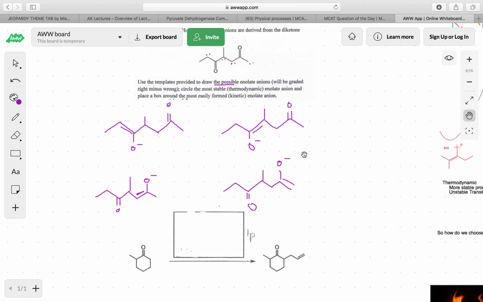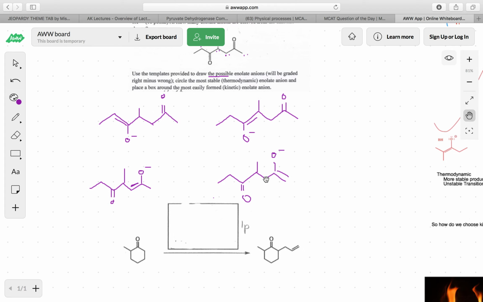So if we look at substitution, we know here it's substituted to 2 alkyl groups. Okay, so this is 2. Here we're substituted to 1, 2, 3. Okay, that's pretty good. Here we're only substituted to 1. That's kind of bad. And here again we're substituted to 2. So the one that has the most substitution is the top right. So this is your thermodynamic. So that one should be a circle. So I'm going to circle this enolate because it's the thermodynamic because it's substituted to 3 alkyl groups.